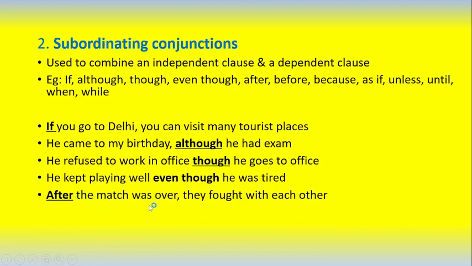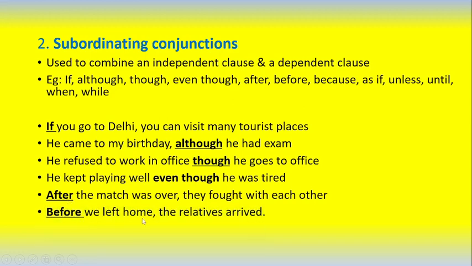After the match was over, see, this is a dependent clause, which is not a complete sentence. What is a dependent clause? A dependent clause means which is not complete. Independent clause means they are complete. They give some meaning. They fought with each other. So this is complete. These both are joined by the conjunction after.